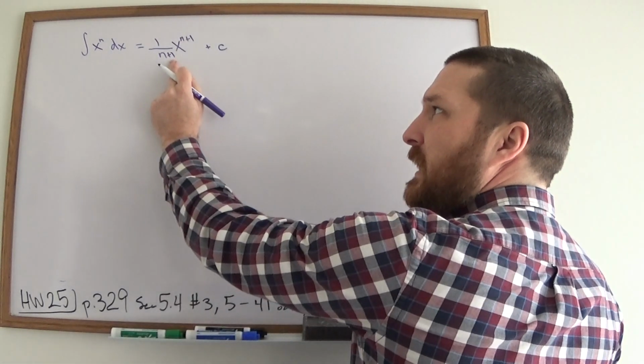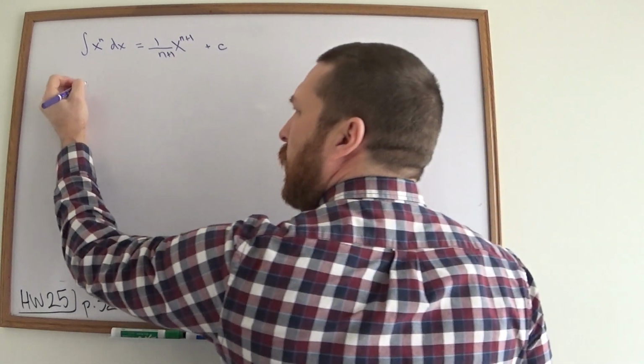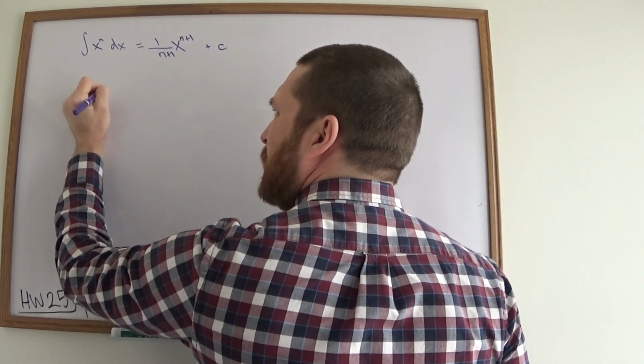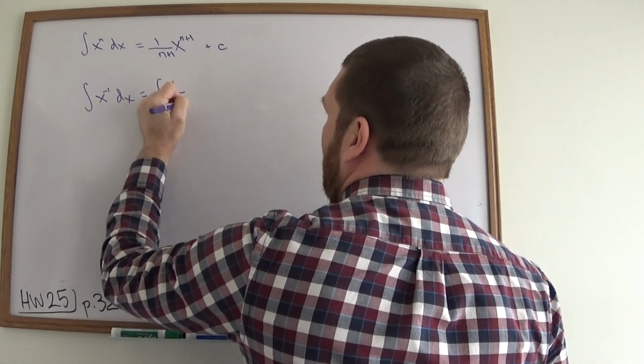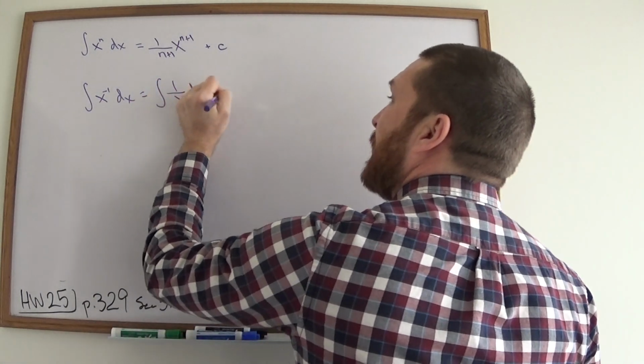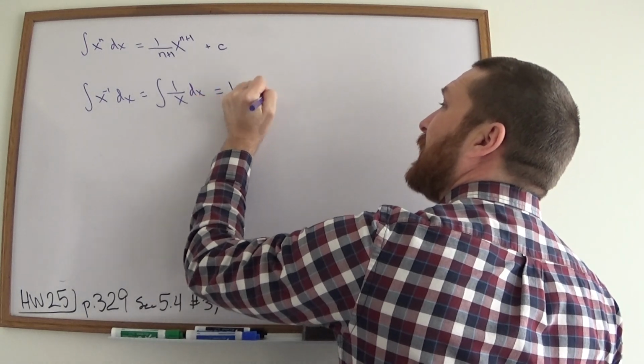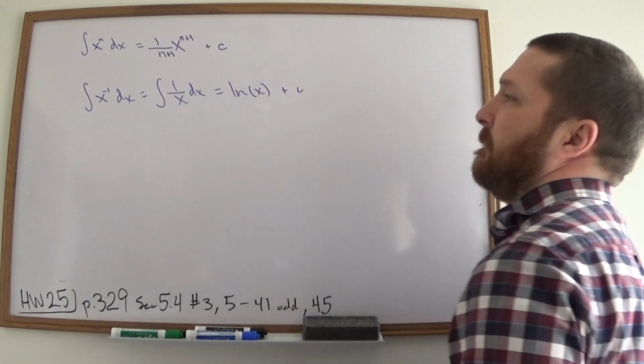You can't just pull it, that ain't going to work. Well, let's try that one. What is that one? That's 1 over x, and whenever this happens, it's the natural log. There you go, natural log plus a constant.